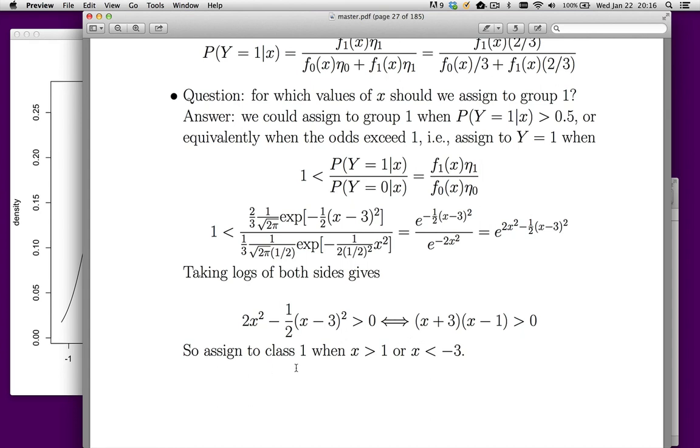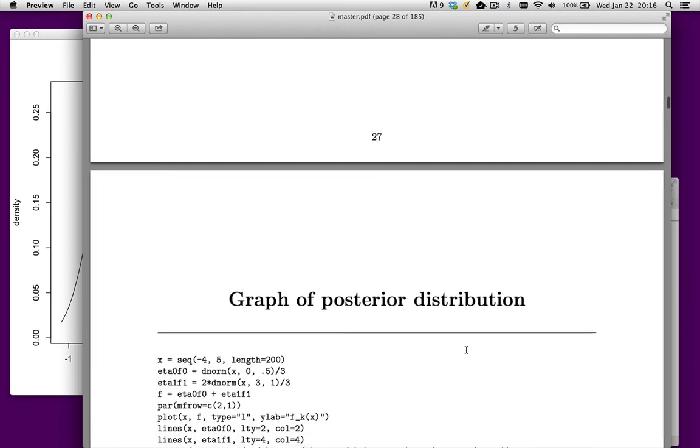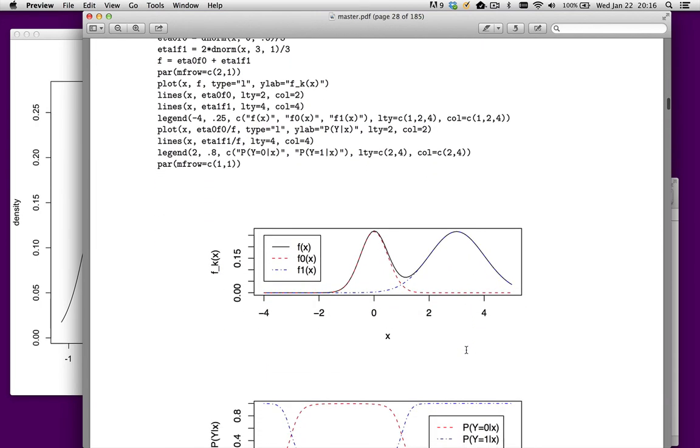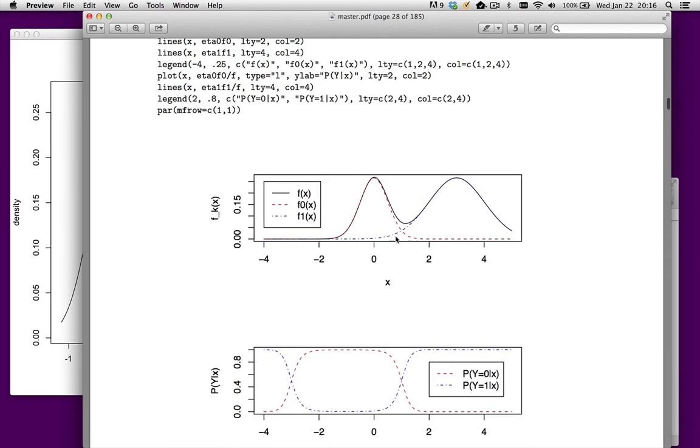The quadratic says we're going to assign observations to class 1 whenever x is greater than 1. Okay, that makes total sense because the mean is substantially greater. Or when x is less than minus 3. Now this is quite odd. So what's going on with this? Well, let's go look at a graph of the original distribution. These are the distributions if I knew the truth. And we've got a blue distribution to the right and a red distribution to the left.